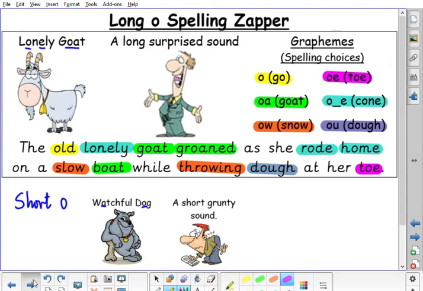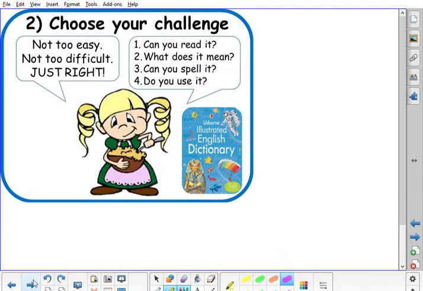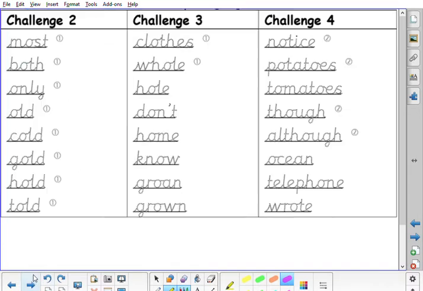Right, let's move on. Your next challenge, or your next step, is to choose your challenge: not too easy, not too difficult, but just right, with Goldilocks. And there are 4 things to think about with this. Can you read it? What does it mean? You might need to use a dictionary. Can you spell it? Do you use it in your writing? That's really important. So here we go.